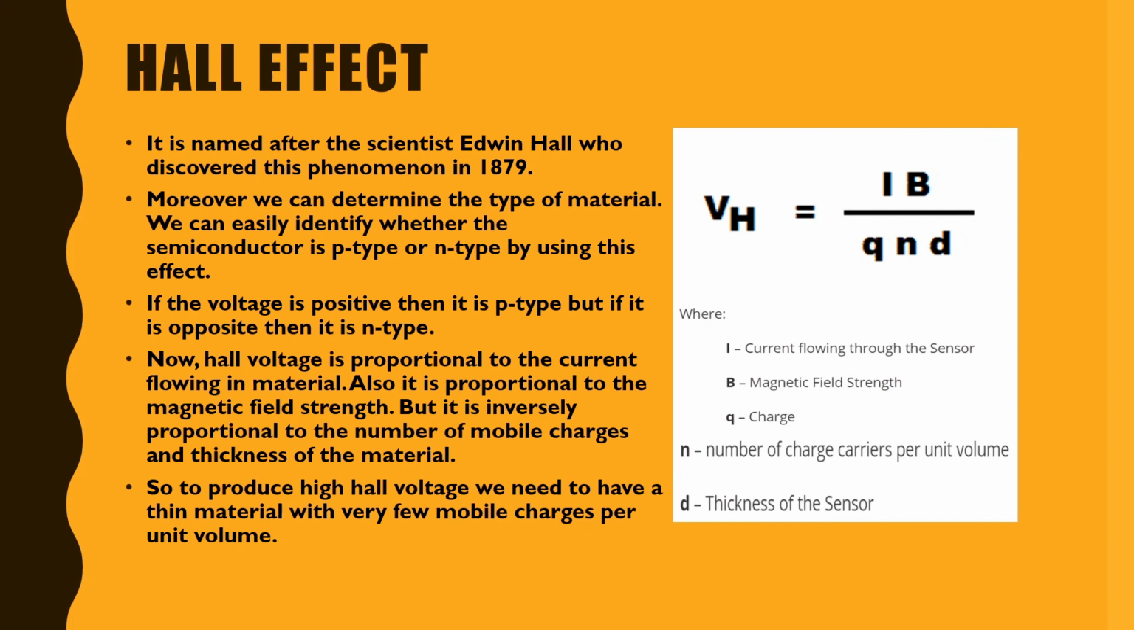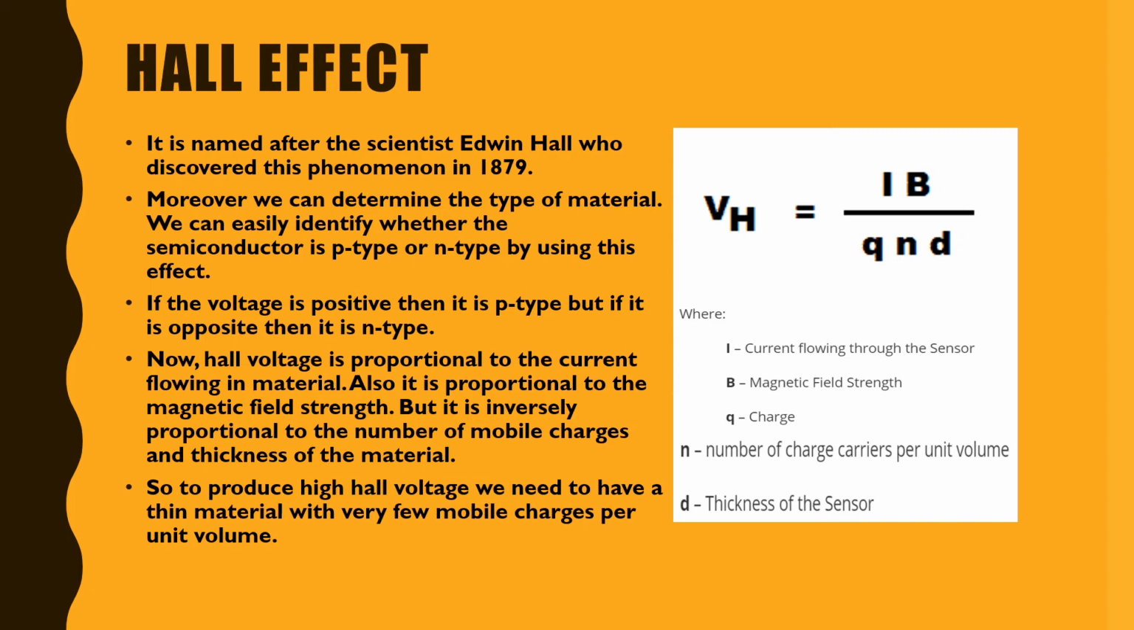Now, Hall effect was named after Edwin Hall, a scientist, and he discovered this phenomenon in 1879, which I already told. Moreover, we can determine the type of material easily by this effect. Whenever the voltage is positive, it will be P type, and whenever the voltage is negative, then it will be N type.